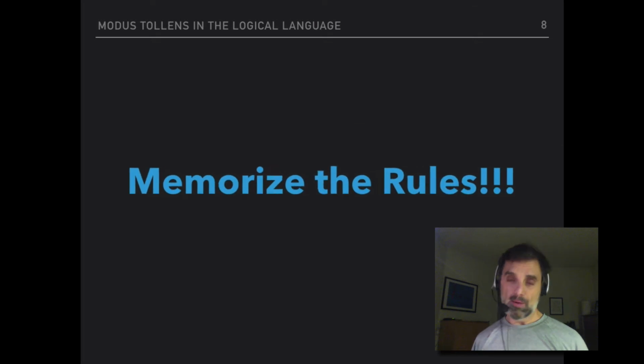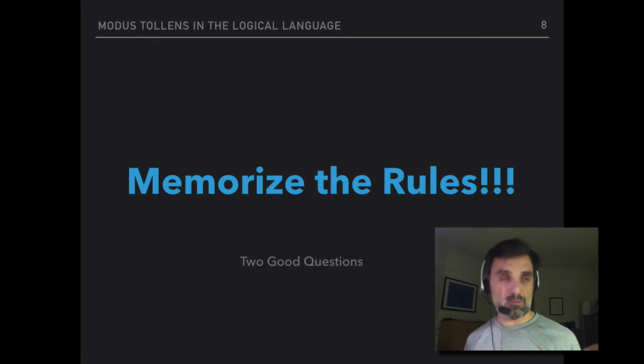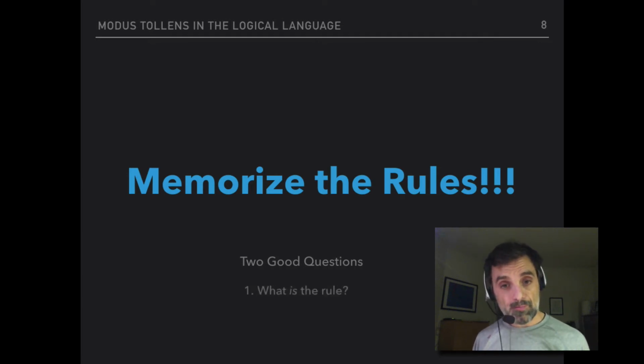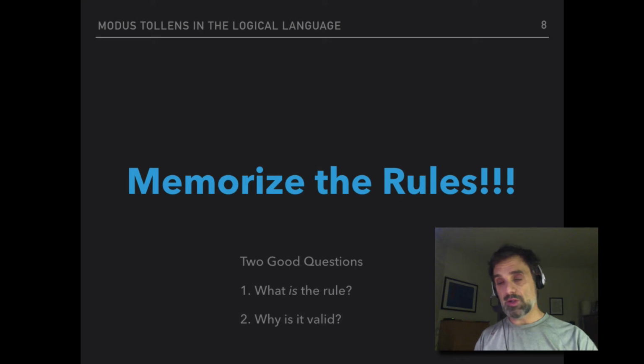So again, I would like to tell you, you really do need to memorize the rules to be able to apply them in the derivations. And I want to stress two different questions that I was referring to earlier when we were looking at those, is it modus tollens or not? There's a question, what is the rule and why is it valid? And those are two different questions. When you're asking, is this an example of the rule or not? Does the rule apply here or not? Does the rule let us make this inference or not?